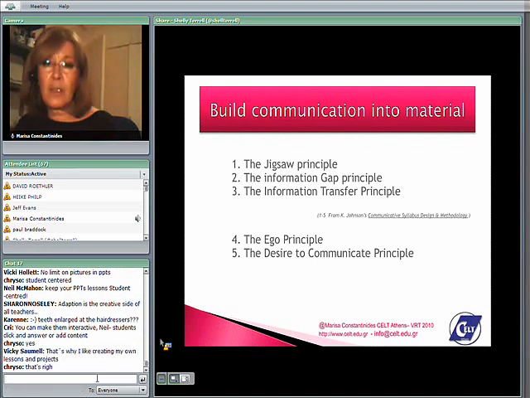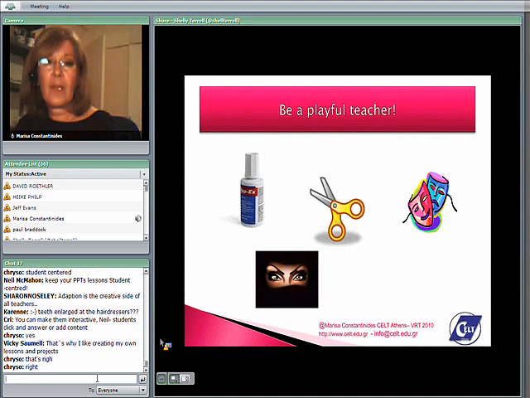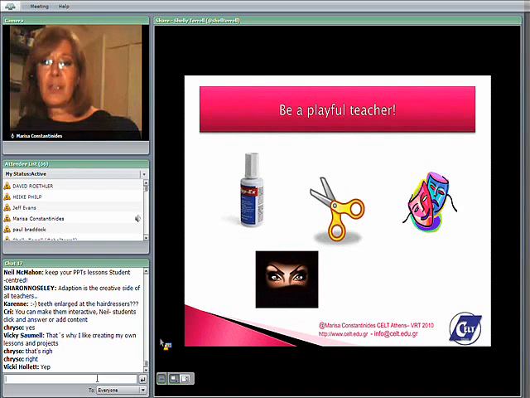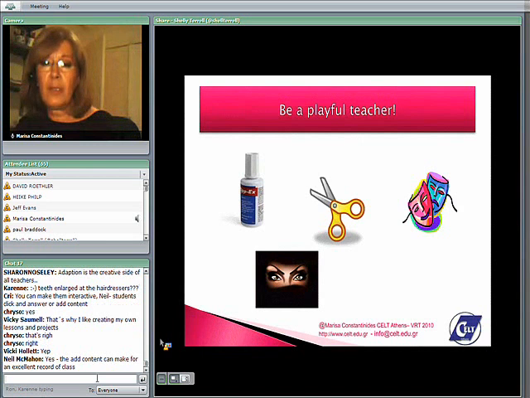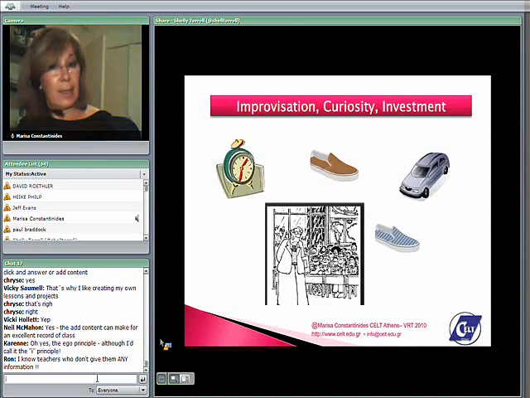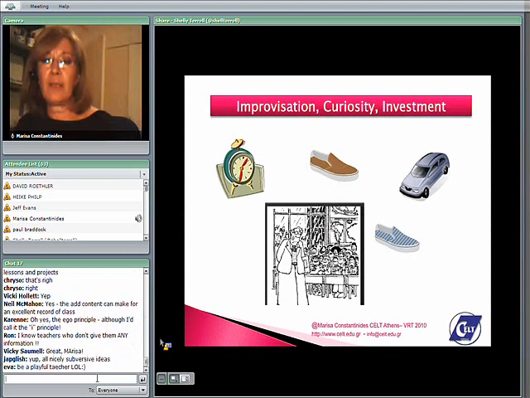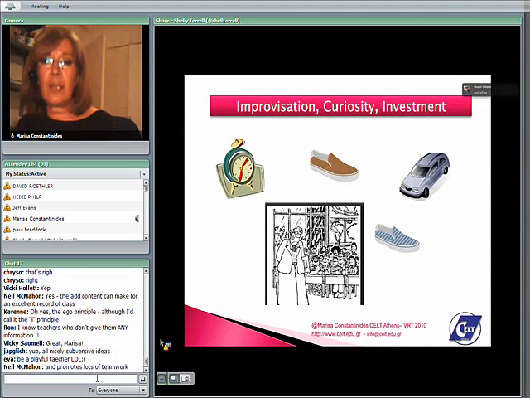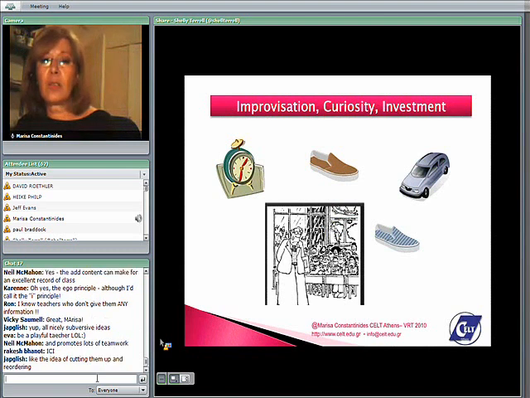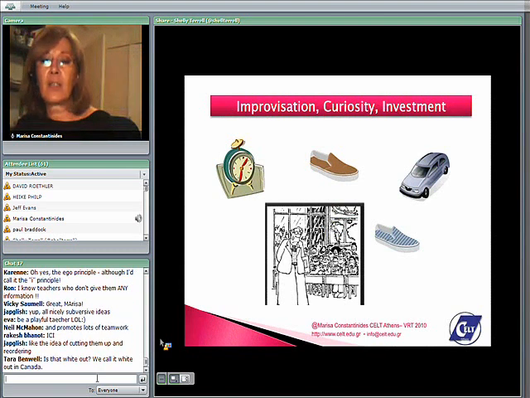Exploit the ego principle and be playful. Use your scissors, use Tipex. Don't respect everything in the course book. Use mystery and guesswork, and use role play and drama to animate your material. Improvise. Use improvisation. Stimulate the students' curiosity and get them to invest personally by guessing. This is a story. You can find out the story from your teacher if you ask yes/no questions, and then the students can build the story which is in their course book.